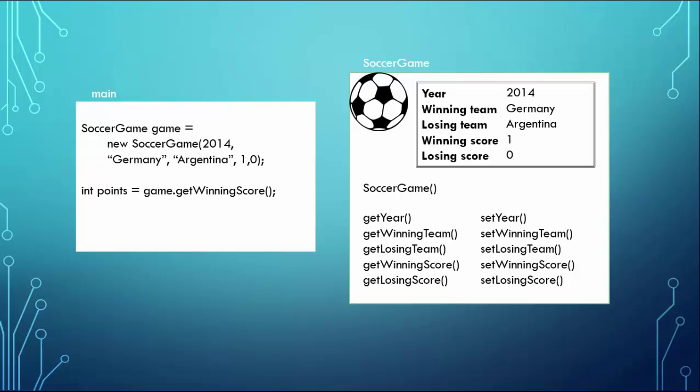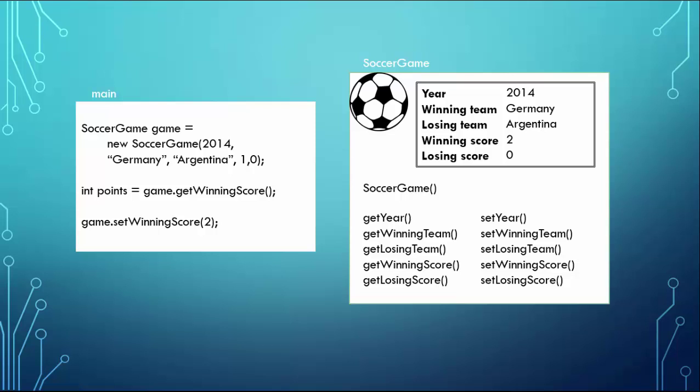So let's go back to this code where we've created a game. Now we can ask what was the winning score of that game. So game.getWinningScore calls the getWinningScore method. That will get the winning score from the fields and return it. So points will be equal to 1. And then we can call set methods as well. I'd like to set the winning score to 2. That calls the setWinningScore method, and it changes the winning score. It's now 2, and our method is done.